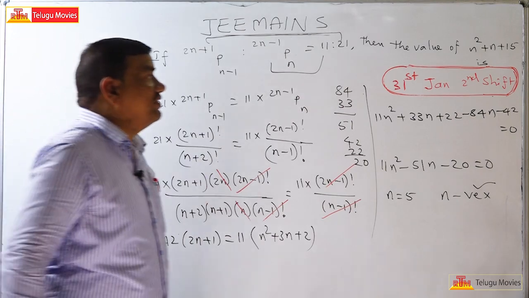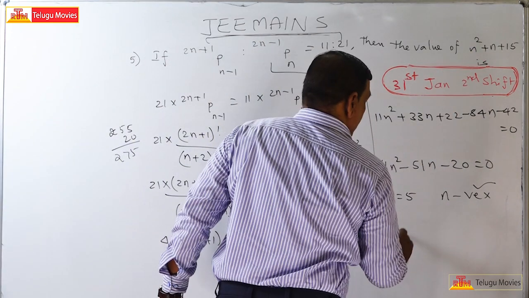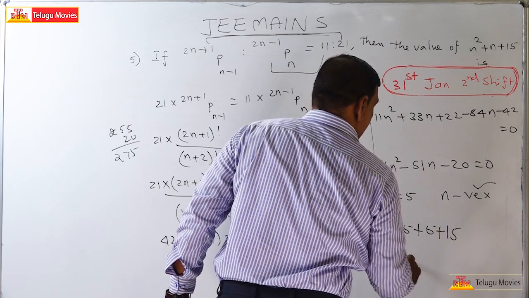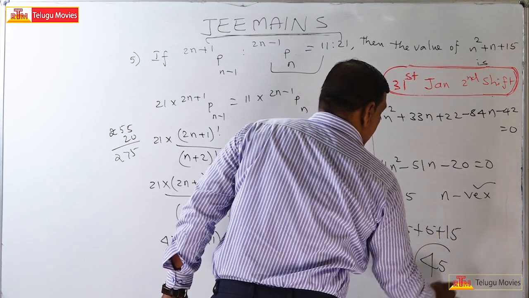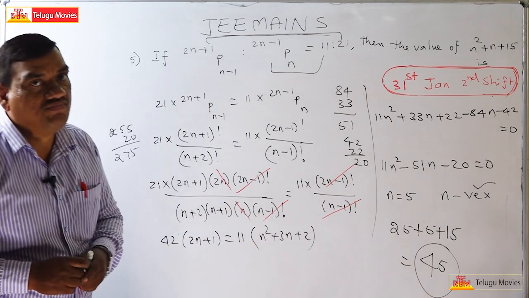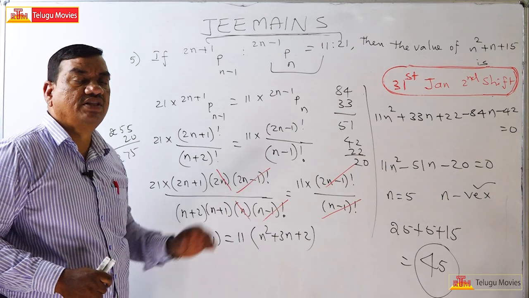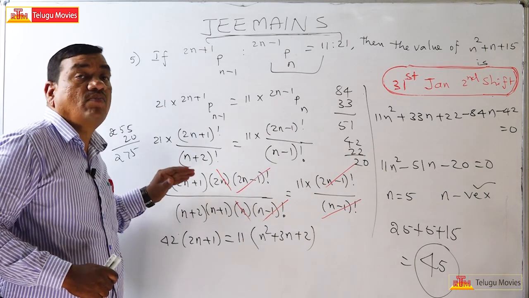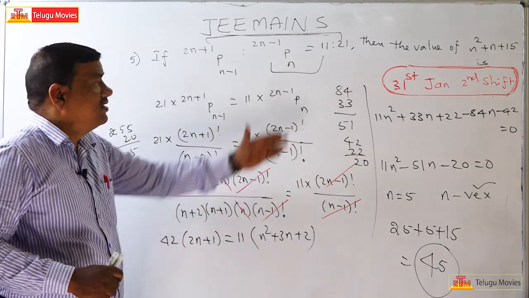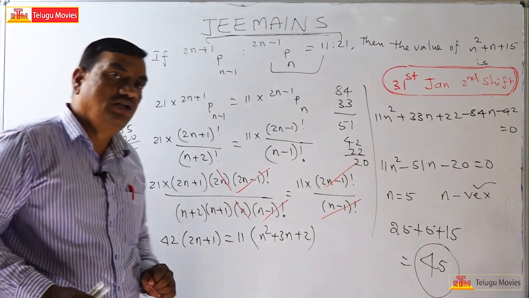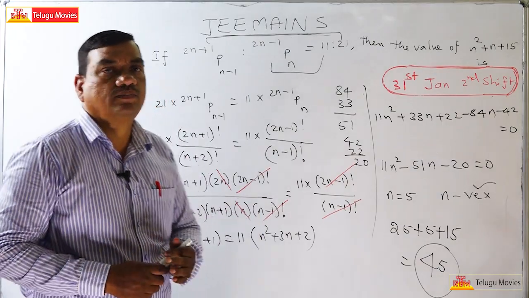Substitute n is equal to 5 in the given equation. n square 25 plus 5 plus 15. So this is equal to 45. 45 will be the final answer. Okay now, so very easy problem, simply substituting the formula. Very board level problem you got. So I hope that you understand the solution. Let us move to next problem.